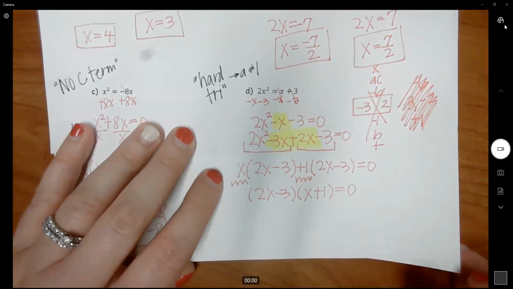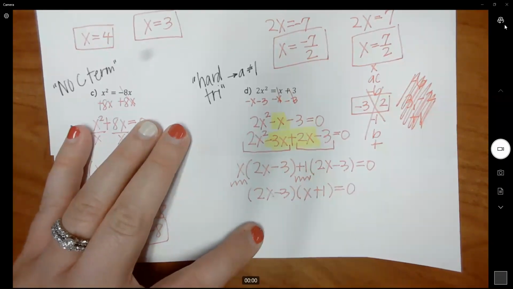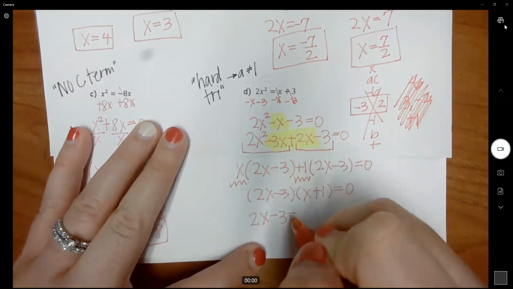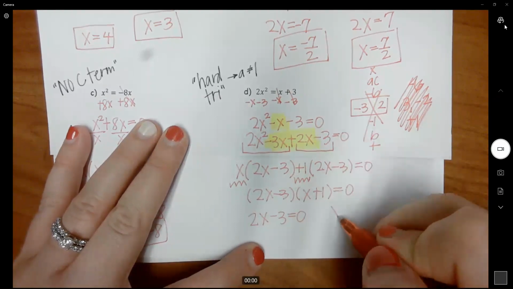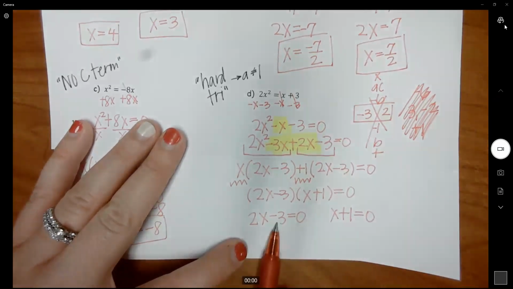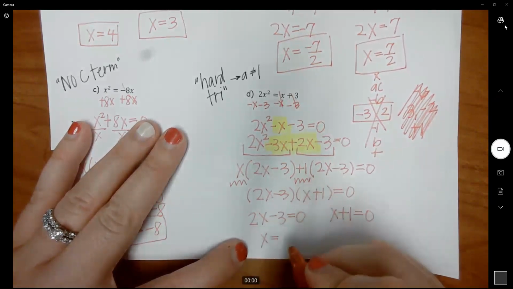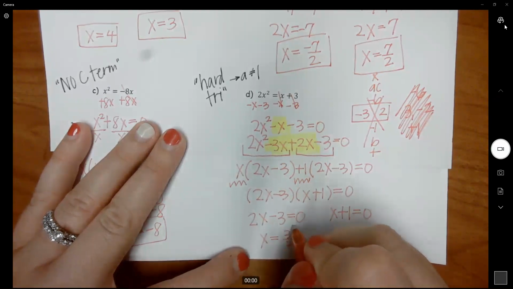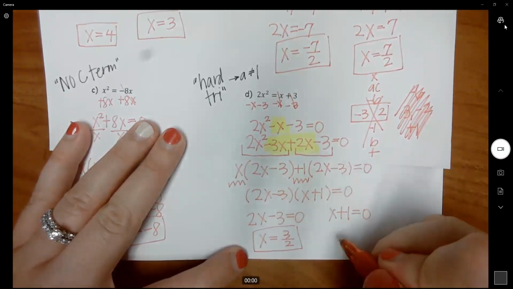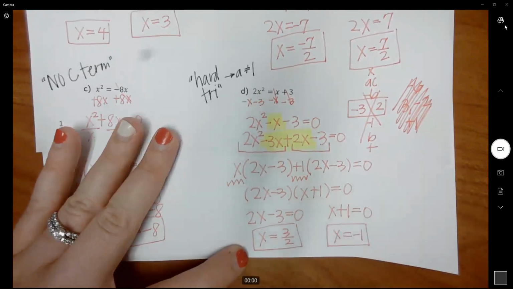So now use your zero factor property and take both multiples and set them equal to 0 and solve. So I have 2x minus 3 equals 0 and x plus 1 equals 0. Here we're going to add our 3 and then divide by 2. So we get x equals 3 over 2. And here we're going to subtract 1 and get x equals -1 for our two solutions.